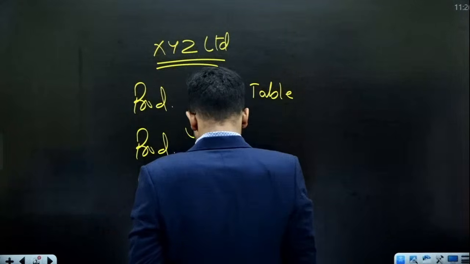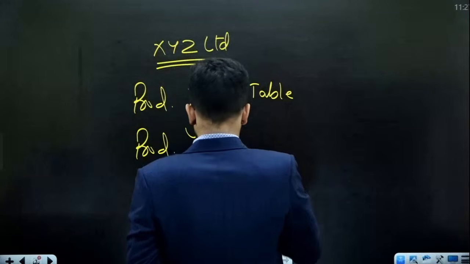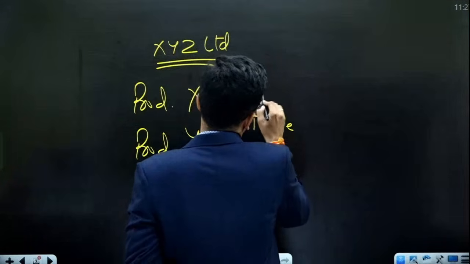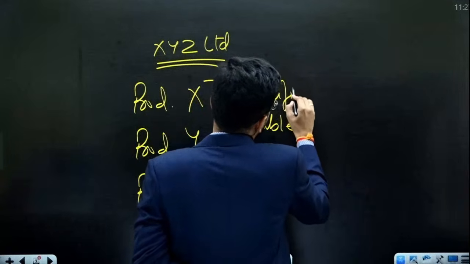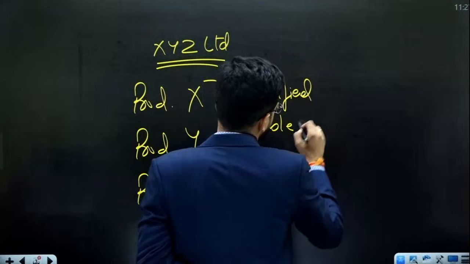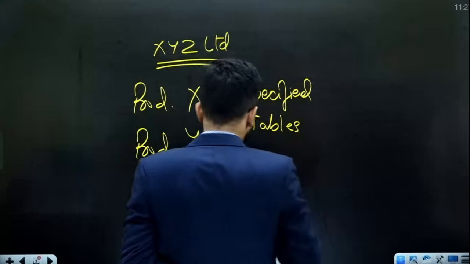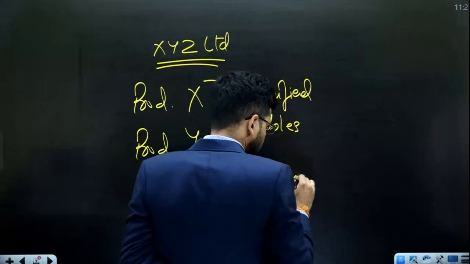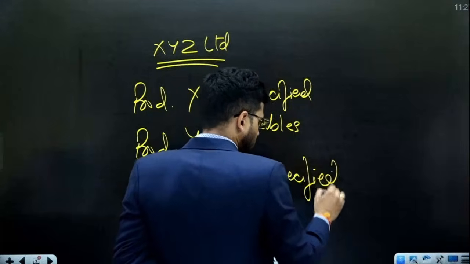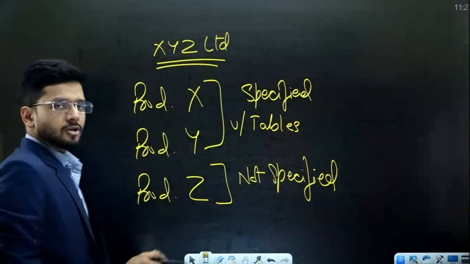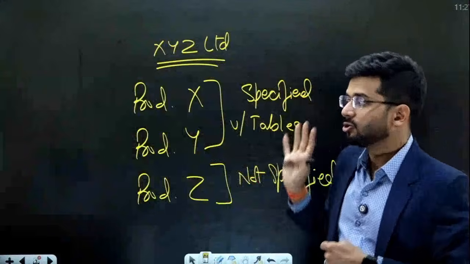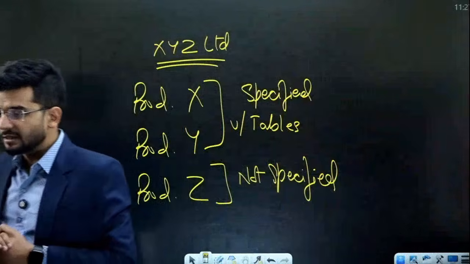Product X and Y are specified under the tables. And product Z is not specified under the table. Okay. So product Z is a not specified good, and product X and product Y are specified goods which are being prepared by XYZ Limited.